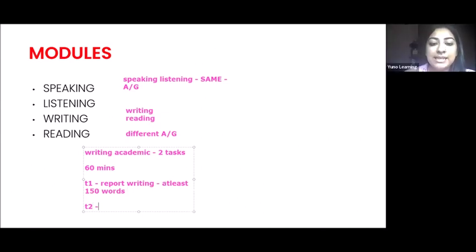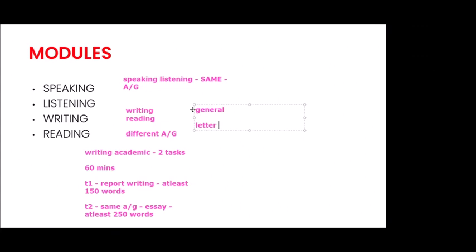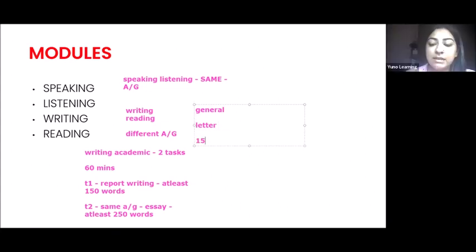All right. And Task 2 is the same for both academic and general. You need to write an essay. This has to be at least 250 words. Task 1 is different. In academic, you get report writing, whereas in the general exam, you get a letter. You have to write a letter, again, at least 150 words. Task 2 is the same, an essay, at least 250 words. Right? So this is the difference between IELTS general and IELTS academic. Speaking and listening are the same.